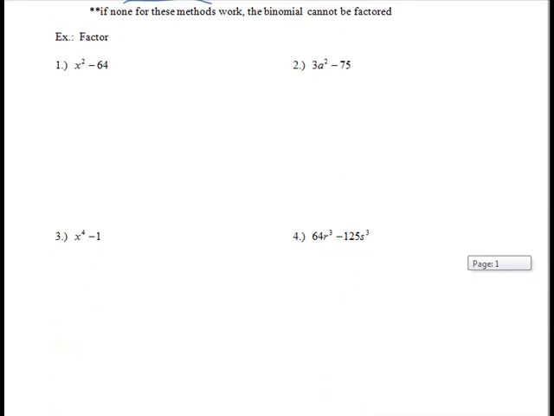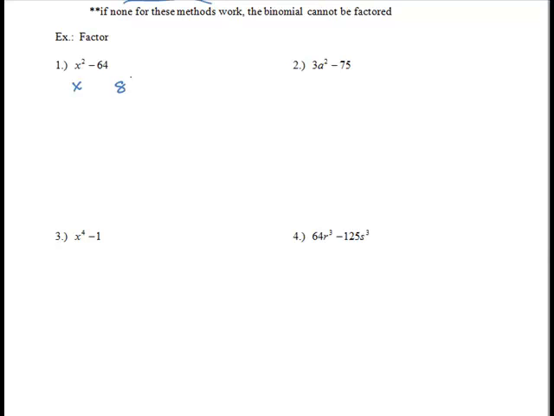So example 1, x squared minus 64. Yes, it is in standard form, no greatest common factor, so only 2 terms. We want to then identify, are those terms perfect squares, perfect cubes, or maybe now they're 1. x squared obviously is a perfect square, the square root is x. 64 is actually both a perfect square and a perfect cube, but since the first term was a perfect square, we'll treat it as a perfect square as well.